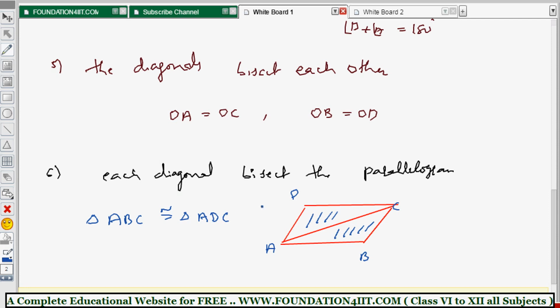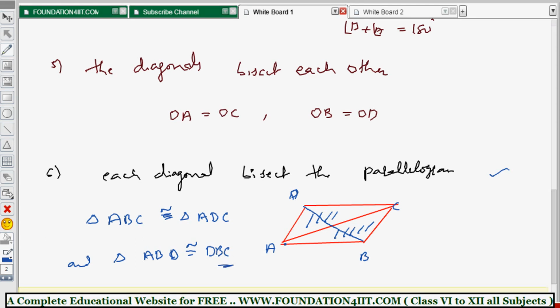Right? And similarly, if you take the other one like this, ABD and BDC, on the other side. Each and every diagonal, there are two diagonals, so each diagonal bisects the parallelogram. That means it is divided into two congruent triangles. Congruent means similar shape and size. If you take BD, then ABD and BDC are also equal. Triangle ABD is congruent to BDC, or DBC. You can see this.